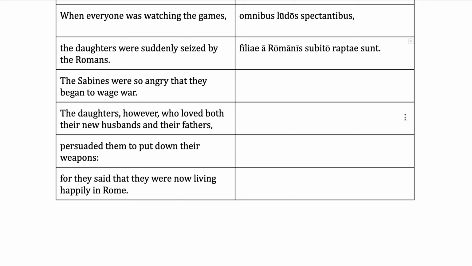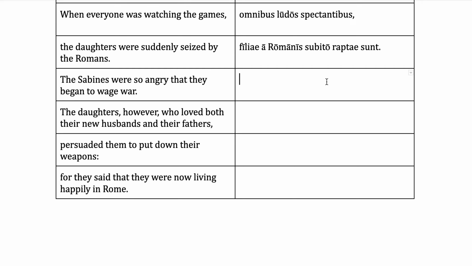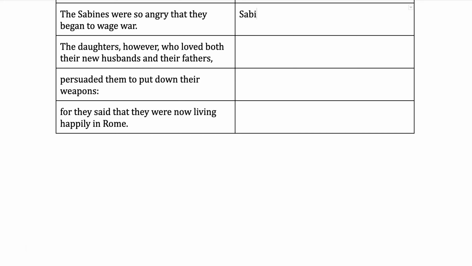That would work perhaps even better. And then in the next sentence, the Sabines are the subject, so Sabini. Now, if you look at this sentence, they were so angry that, what this is going to need is a result clause. So the word in Latin that means so in the context of a result clause, so plus an adjective, is tam, and then angry is iratus. But in this case, because the Sabines are plural, it's going to be irati, plural. So that's the Sabines, and then so angry, and then we need were, so erant.